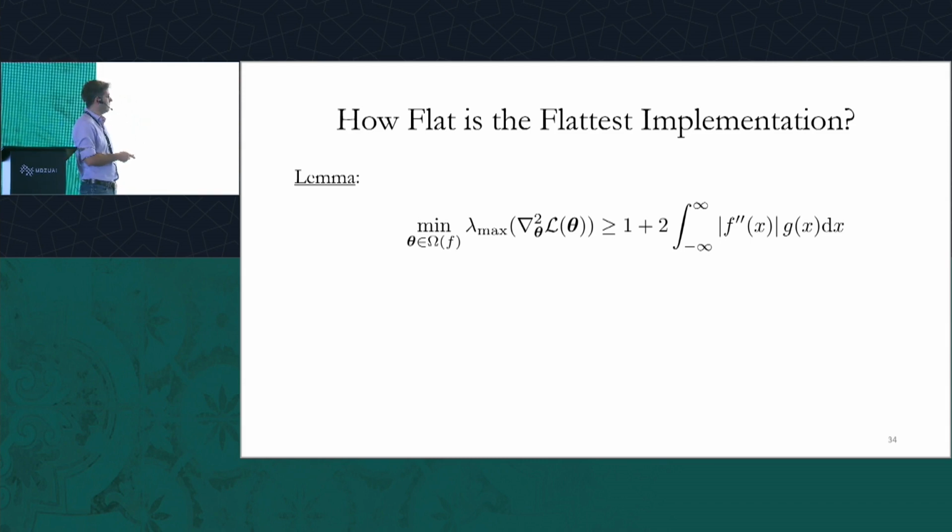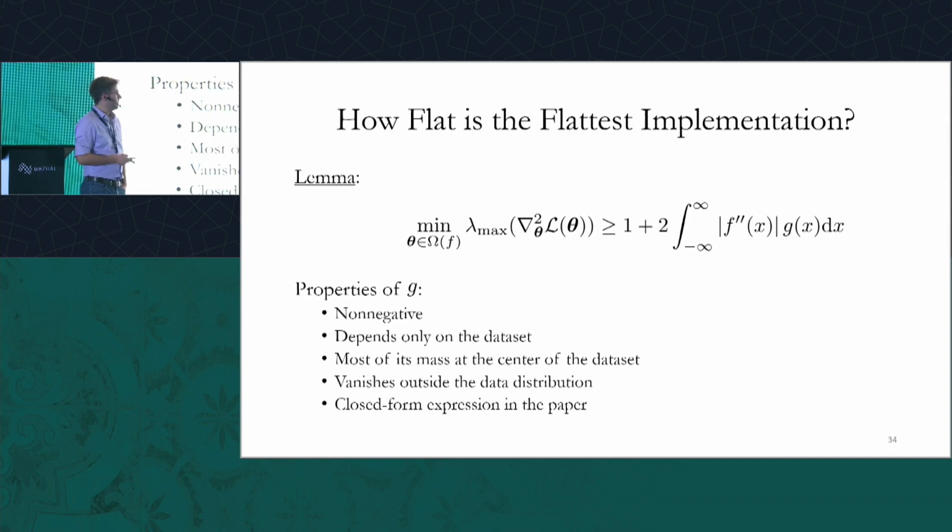But the difference here is that we have this G function. G is a weighting which depends on the data. So again, it's an integral of the absolute value of the second derivative of f times G, and the second derivative here is in the weak sense, right? It's a ReLU function, so the second derivative of ReLU gives us delta functions. So what are the properties of this G function, which is data dependent?